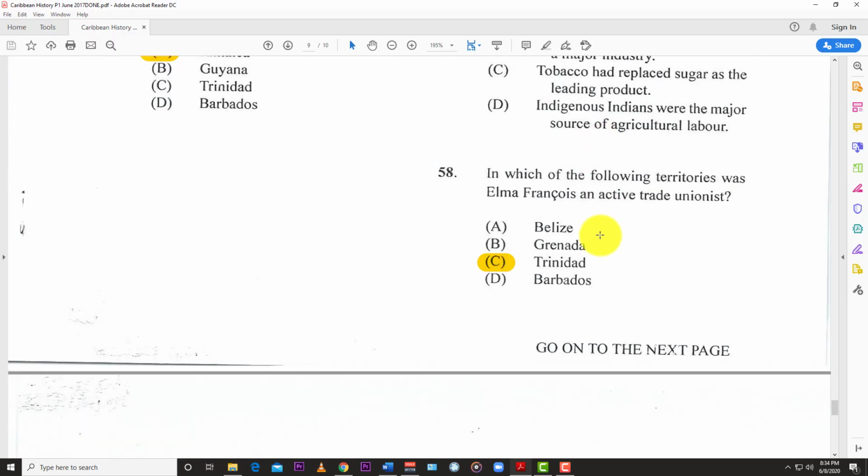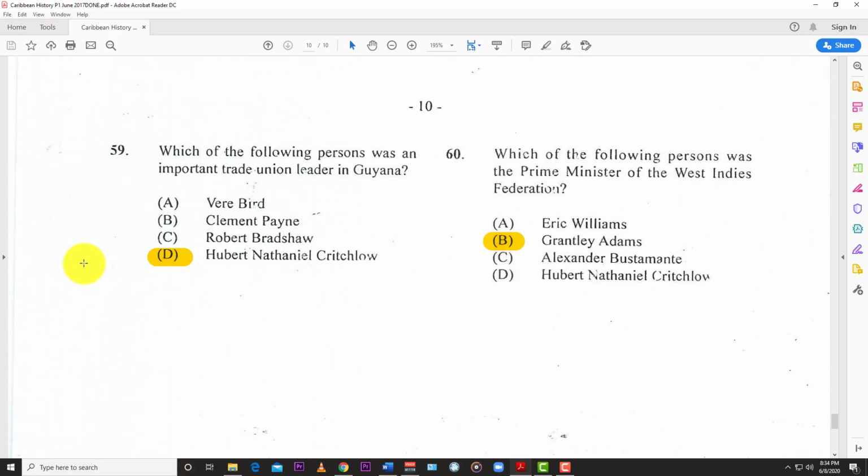58. In which of the following territories was Elmer Francois an active trade unionist? And the answer is C, Trinidad. 59. Which of the following persons was an important trade union leader in Guyana? And the answer is D, Hubert Nathaniel Critchlow. 60. Which of the following persons was the Prime Minister of the West Indies Federation? And the answer is B, Grantley Adams.